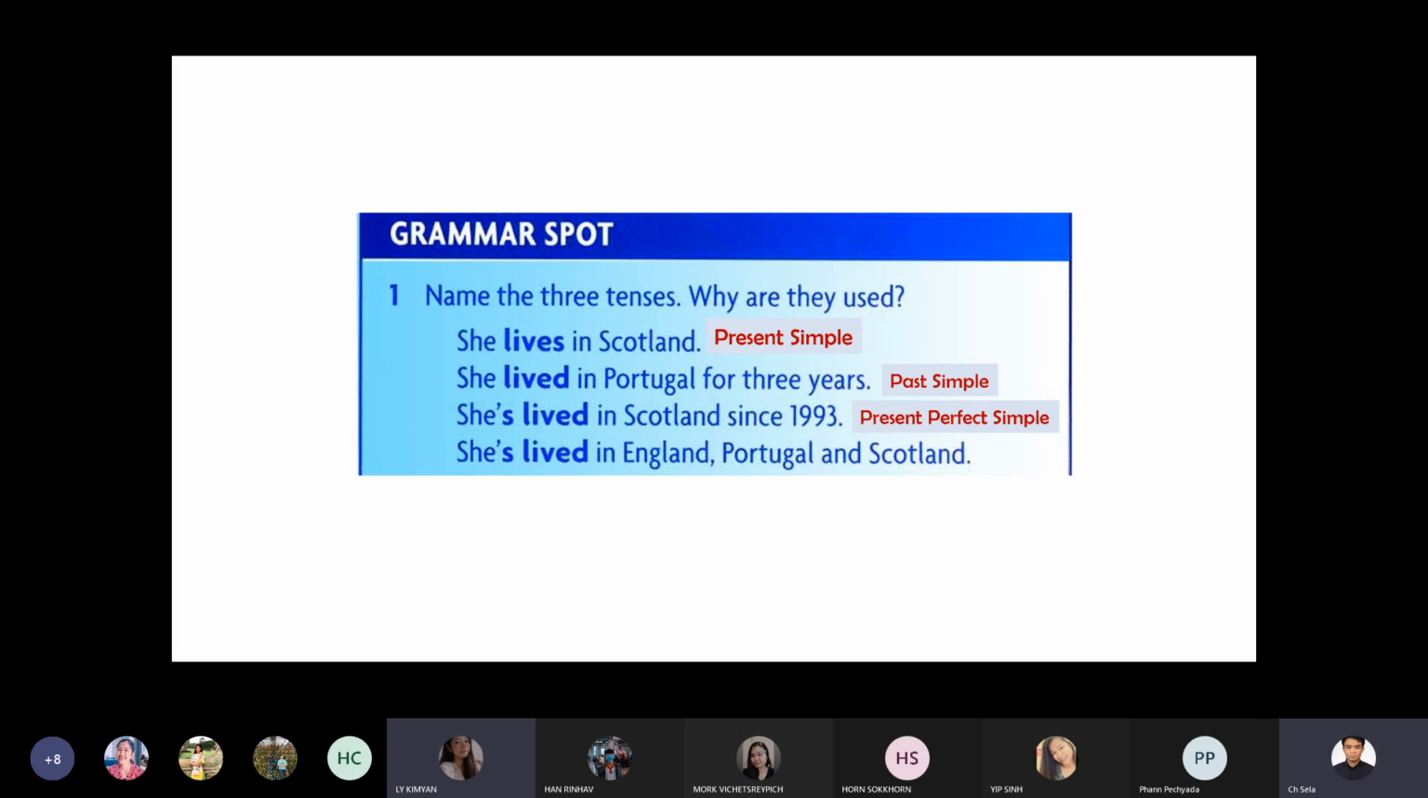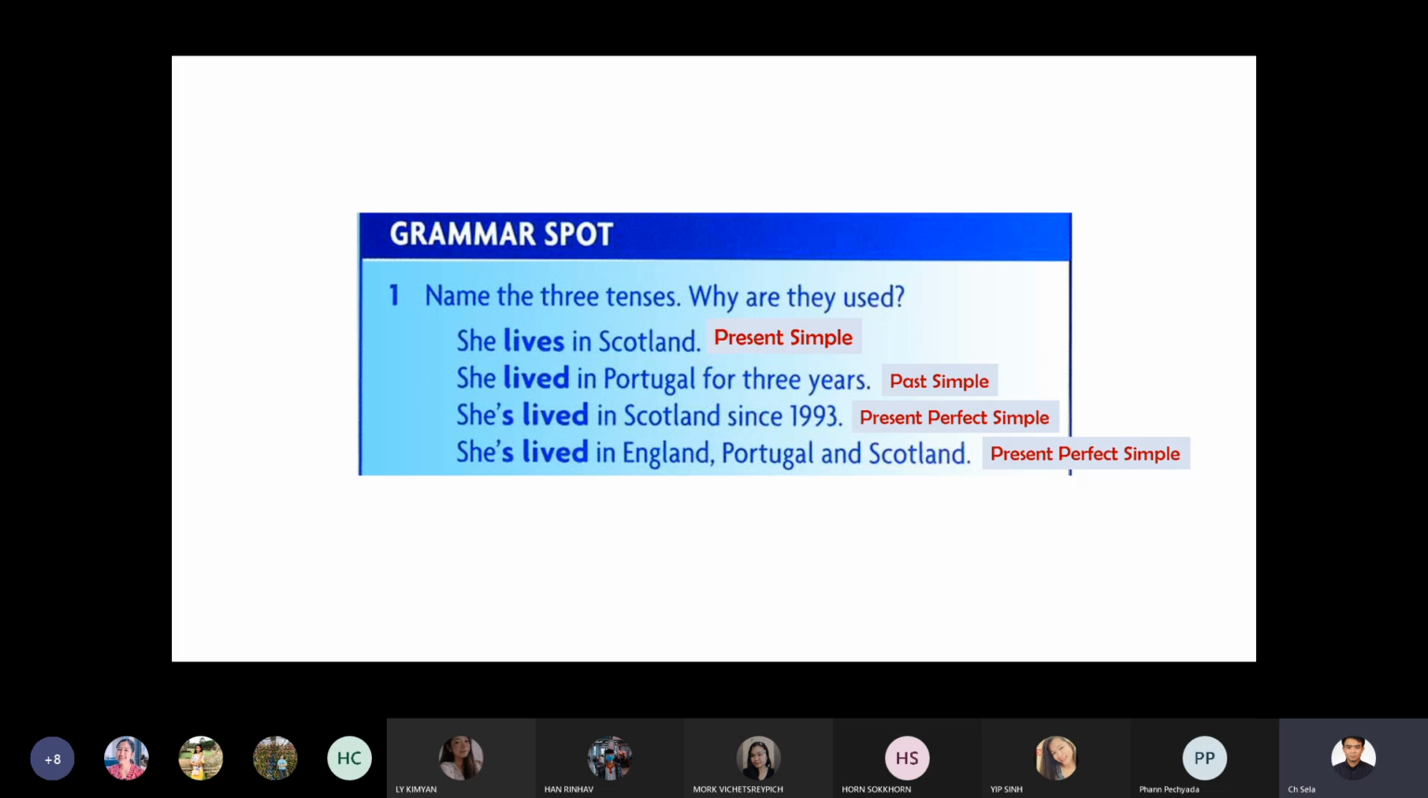What is it? I think past perfect. Is it past perfect? For past perfect, we need to have "had", right? Yes, "had". Oh my, you confuse me now. Okay, so this one is also present perfect simple. We have present perfect simple. We have present perfect continuous. All right, so just name three tenses so you can get it: present simple, past simple, and present perfect simple.